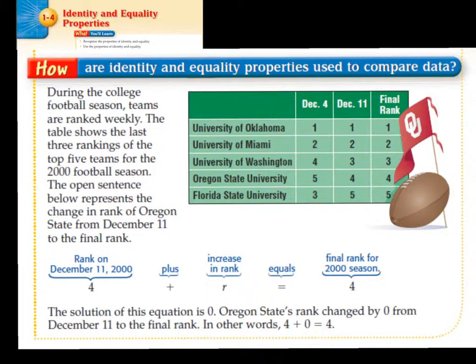On December 11th, it looks like they were 4th, plus an increase of rank, named R for rank, equals the final rank for the season of 4. The solution of the equation is, of course, 0. Oregon State's rank changed by 0 from December 11th to the final rank. In other words, 4 plus 0 equals 4, and we'll want to name the property that applies to that.